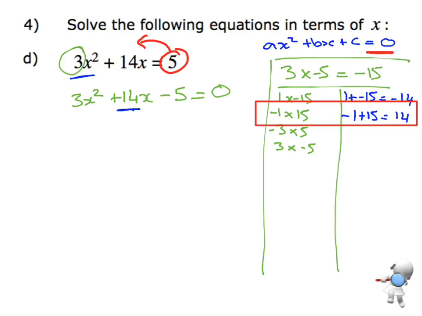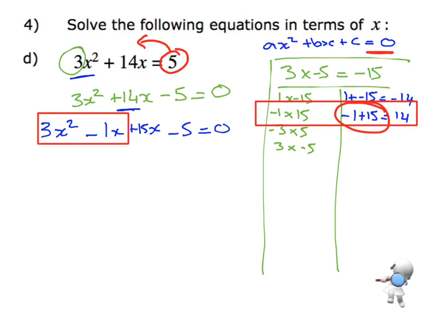So what I'm going to do is leave my 3x squared alone. I'm going to leave the minus 5 and the equal to 0. And instead of writing positive 14x, I'm going to rewrite that in these two parts. So I'm going to write that as plus minus 1x plus 15x. So I'm using that negative 1 and that positive 15. And so that's all I've done, is minus 1x plus 15x. When I add those, that'll give me my 14x.